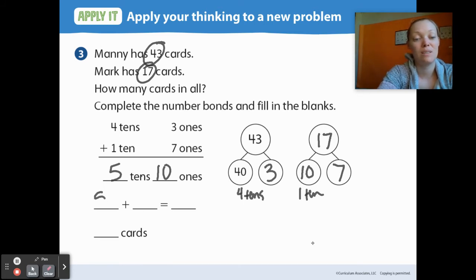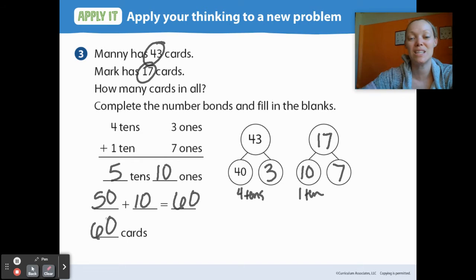5 10s is 50, plus 10 is 60. 50 plus 10 is 60. So there's 60 cards. So make sure you fill that in and get practice doing that.